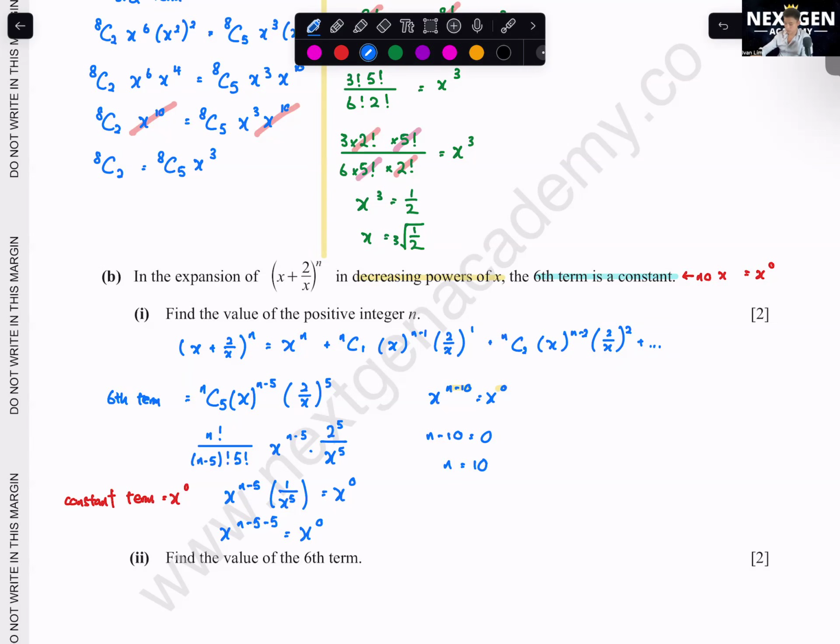Okay, you can write n minus 5 is equals to 5 also. Yeah, it's totally fine, as long as you get n equals to 10. Okay, constant. Okay, one last one.